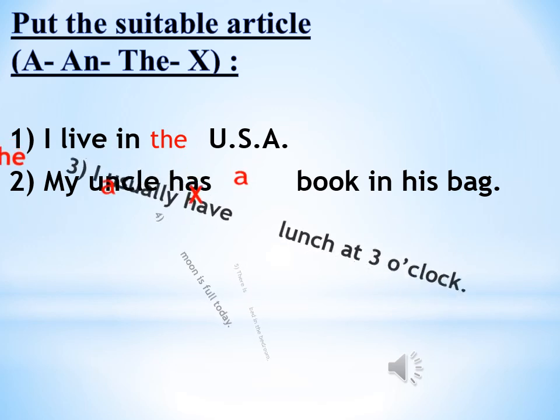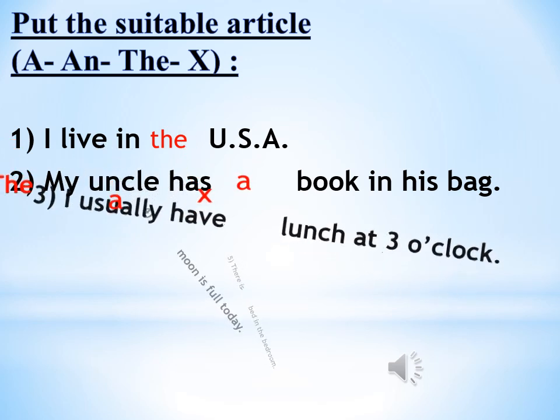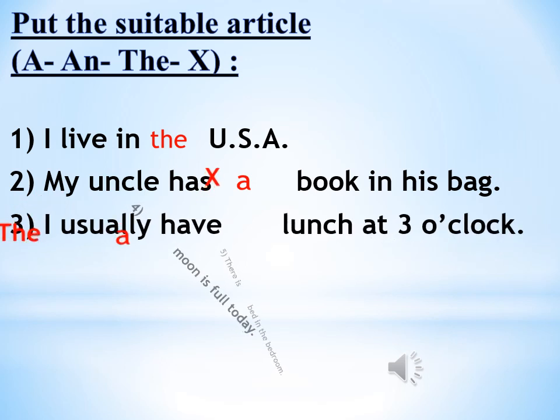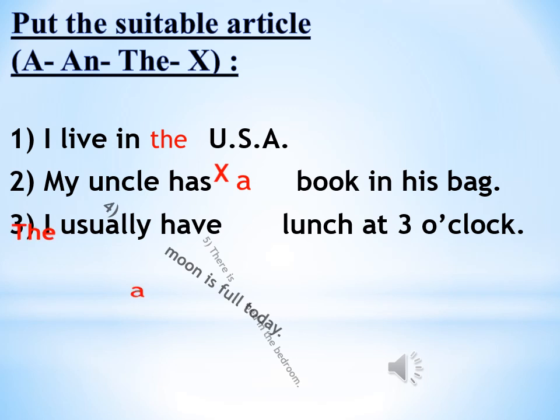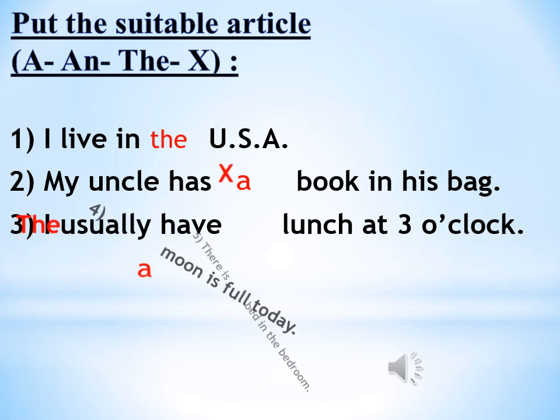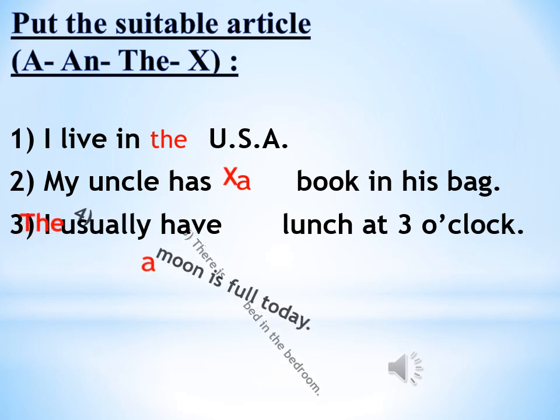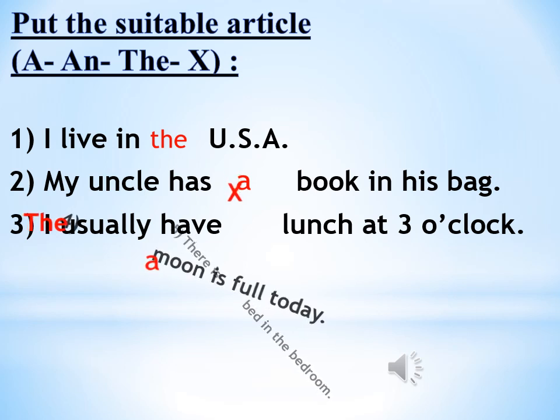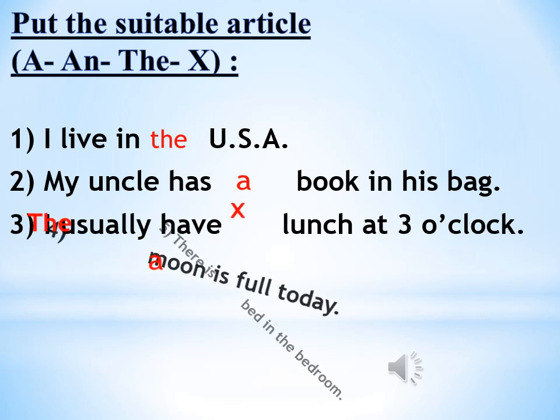In number 3, I usually have lunch at 3 o'clock. Here, lunch is a meal. So we don't put an article before meals. The answer is I usually have lunch at 3 o'clock.